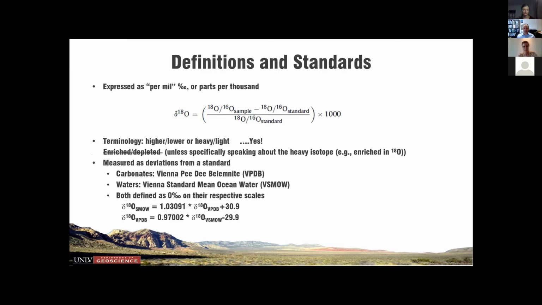And some of the mistakes I see in manuscripts are not stating whether you're talking about VPDB or VSMOW in your materials, and also confusing the delta values for VPDB with VSMOW. So you always want to be very clear about what isotopic system you're talking about, because carbonates can be expressed in both.